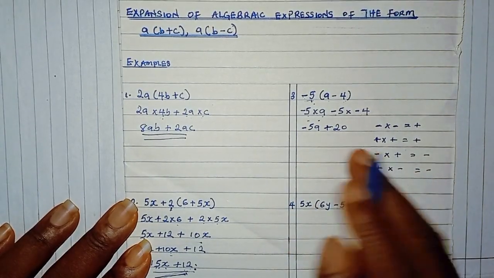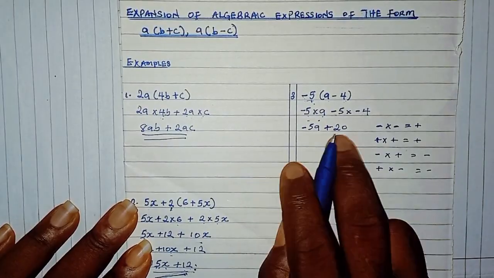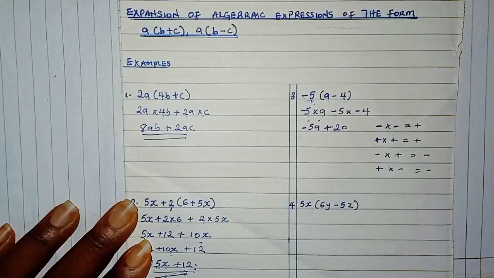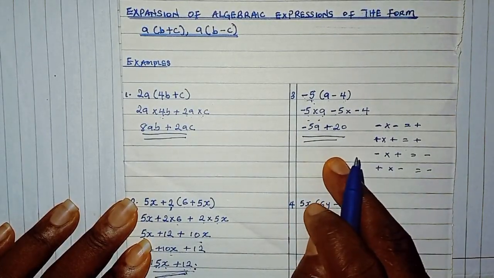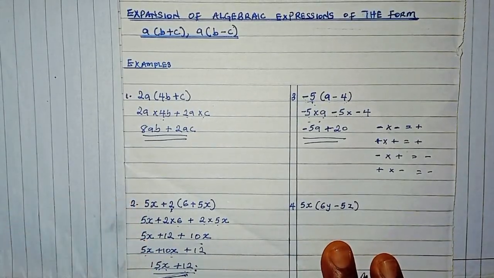Now looking at this, minus 5a and 20, they are not like terms. So this becomes our final answer. So let's go to the last example.